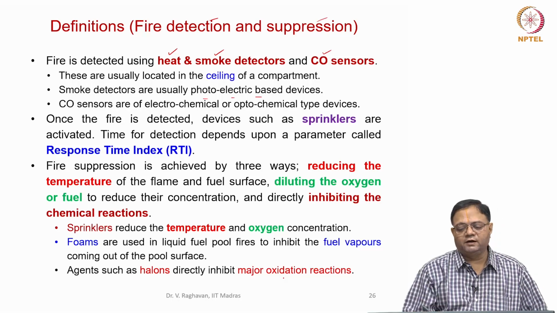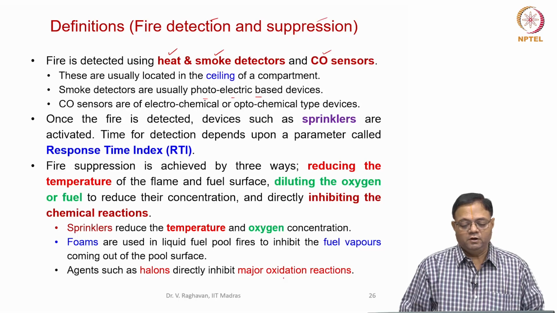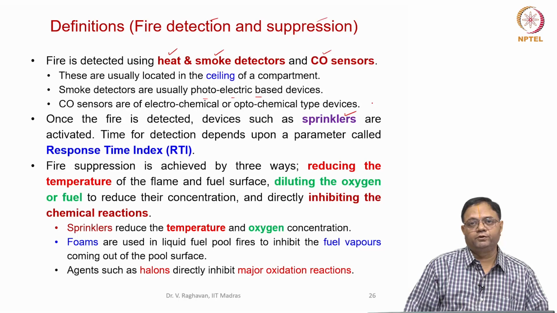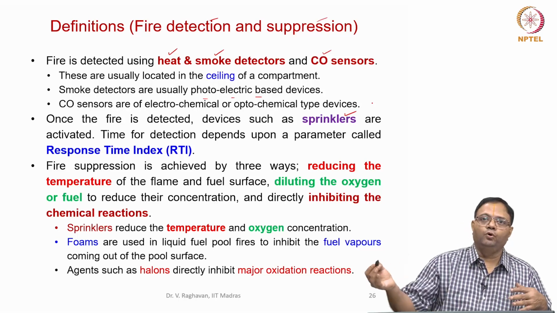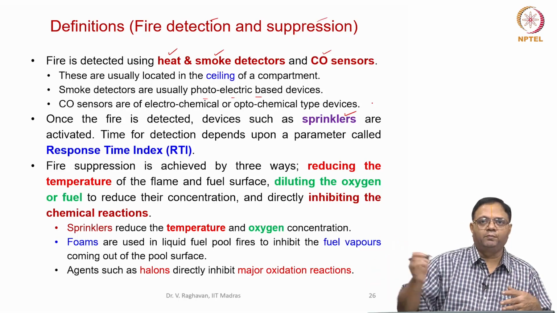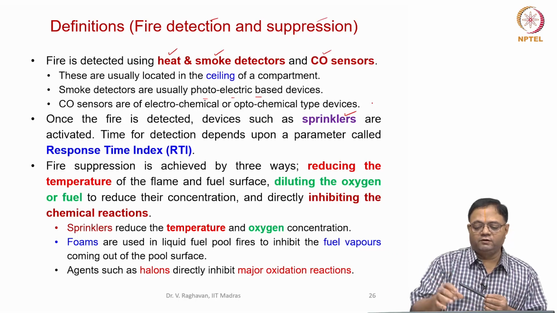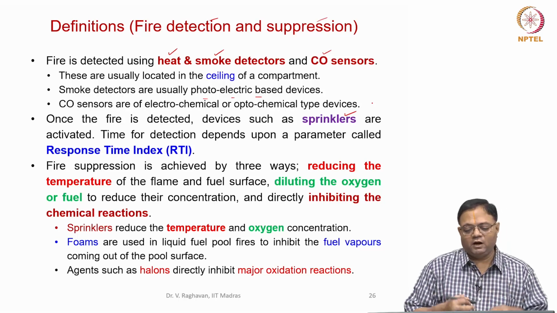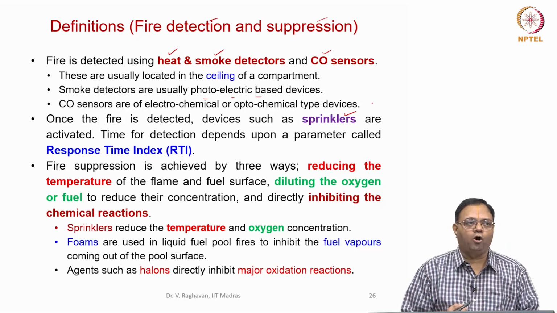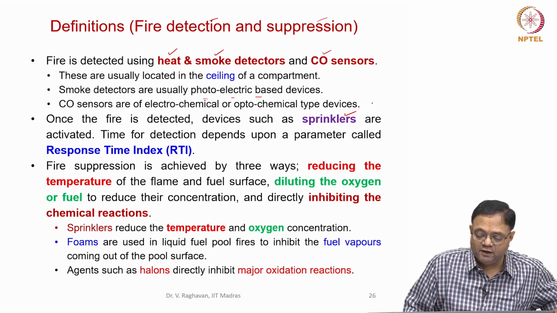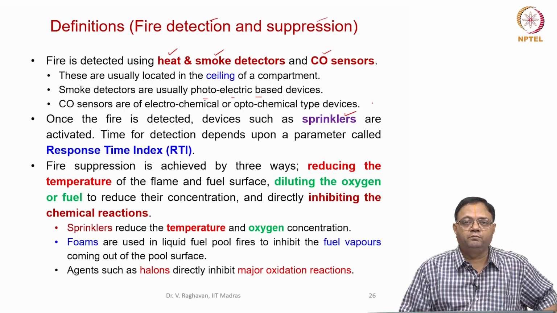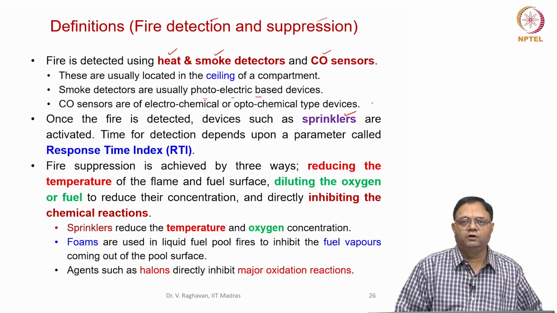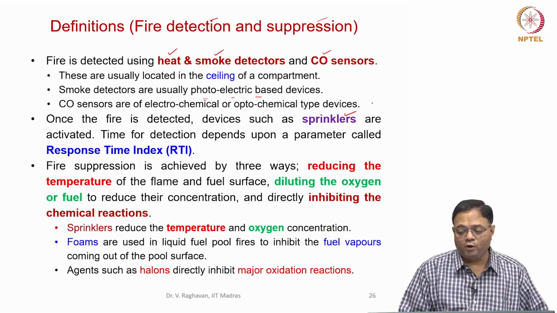Also, these detectors are connected with devices like sprinklers, which are water based systems. That means they are connected to hydrants and water supplies, so that once the fire is detected, the sprinklers will be activated. First an alarm will be produced to caution the occupants. Then after that the sprinkler will activate, so within a certain time period the occupants are allowed to go out of the enclosure of the room.